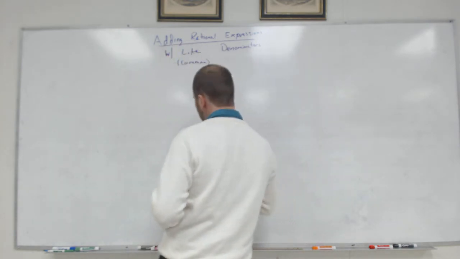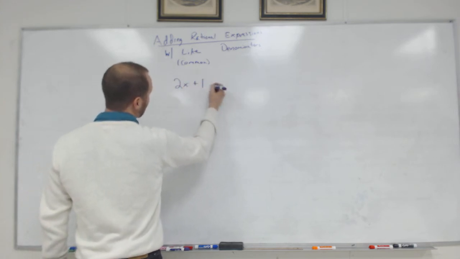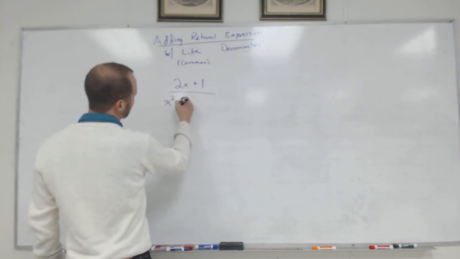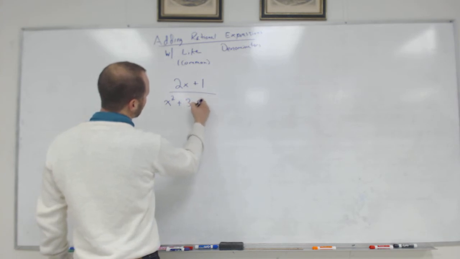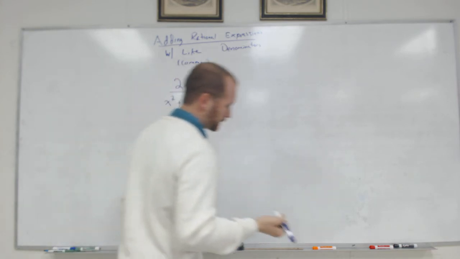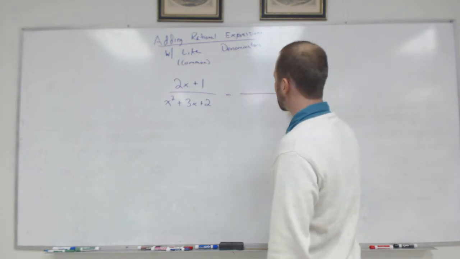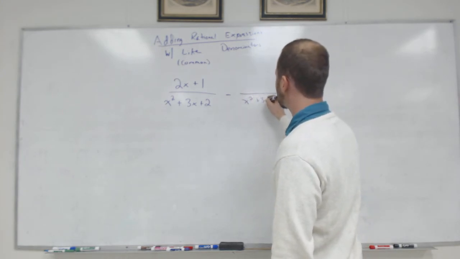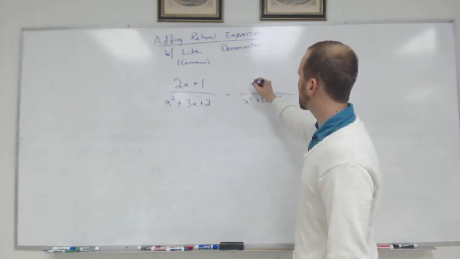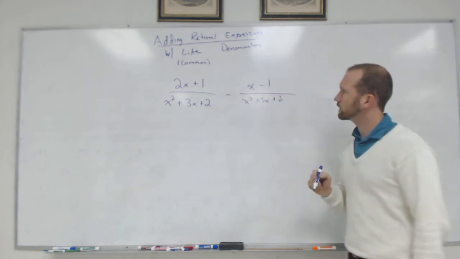What if I had (2x + 1) over x squared plus 3x plus 2, minus... Think about what that minus means. (x - 1) over x squared plus 3x plus 2. So same denominator, and then I had x minus 1.